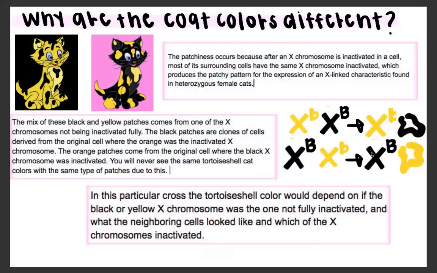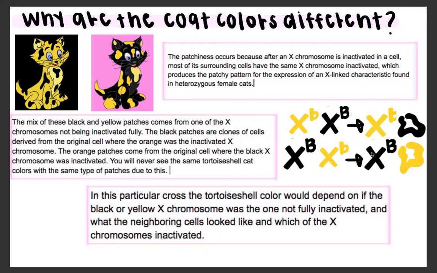So why are the coat colors on the tortoiseshells different colors? The patchiness occurs because an X chromosome is inactivated in a cell. Most of its surrounding cells have the same X chromosome inactivated, which produces the patchy pattern for the expression of an X-linked characteristic found in heterozygous female cats.